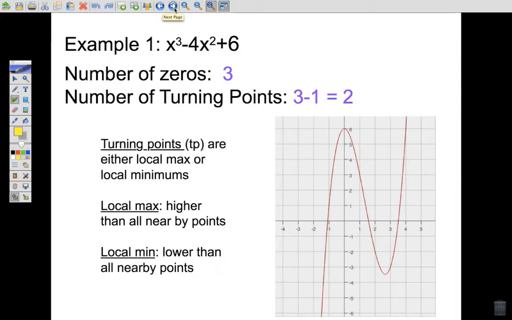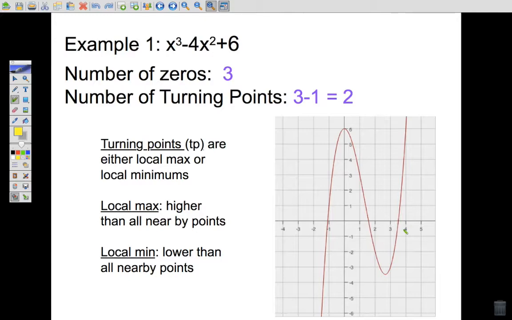As we further expand upon this, when this is graphed, we see that there are 2 turning points. A turning point, just as it says, is where the direction turns. This curve over here is going up, up, up, up. It turns and it starts going down again. It's going down and it turns and starts going back up. There are 2 turning points.